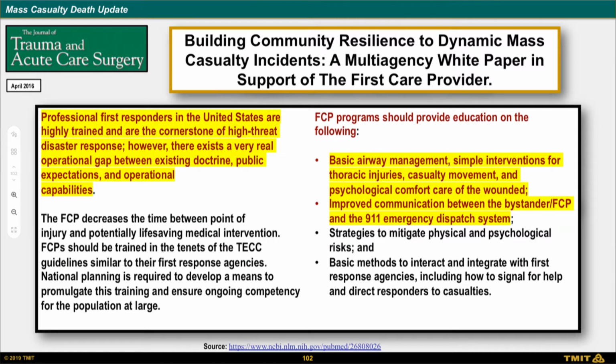How do we build a program where bystanders are the link in the chain of survival between the incident occurring and the arrival of the first responders, the professional caregivers? We know that our professional first responders are highly trained. They have the skills and equipment to do many life-saving interventions, but there is still a gap from the time of the event until their arrival where bystanders can have a direct impact on the outcomes, the survival of those various events.